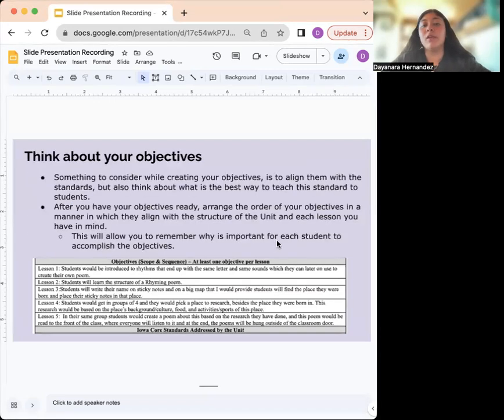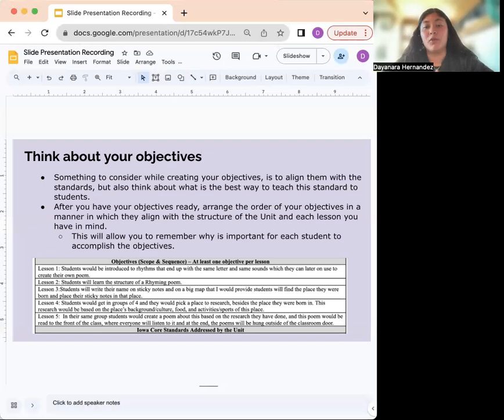Then transitioning over to creating my objectives, something to consider while creating your objectives is to align them with the standards, but also think about what is the best way to teach this standard to your students. After you have your objectives ready, arrange the order of your objectives in a manner in which they will align with the structure of the unit and each lesson you have in mind. This will allow you to remember why it's important for each student to accomplish the objectives in the order you provided.